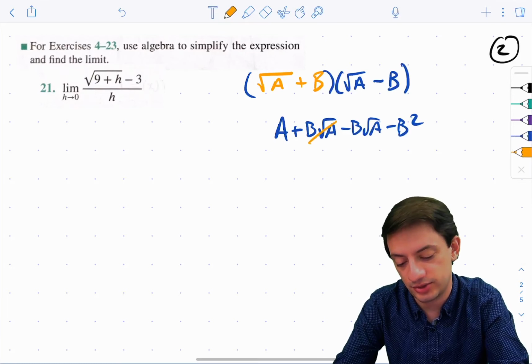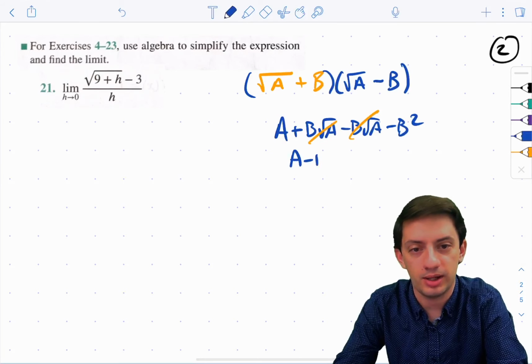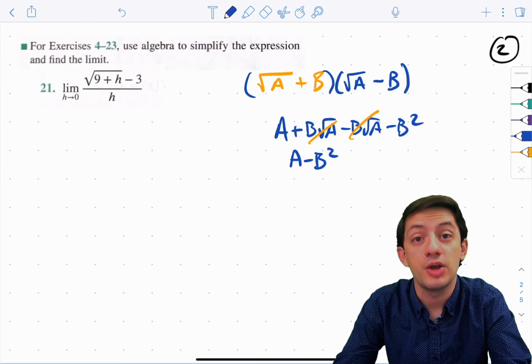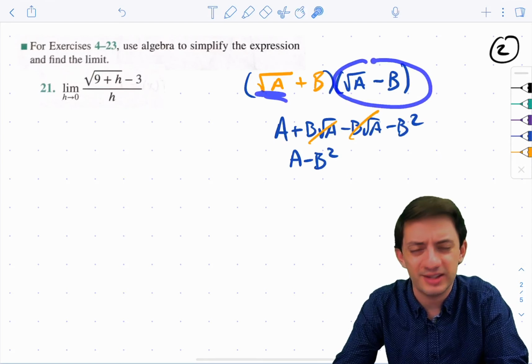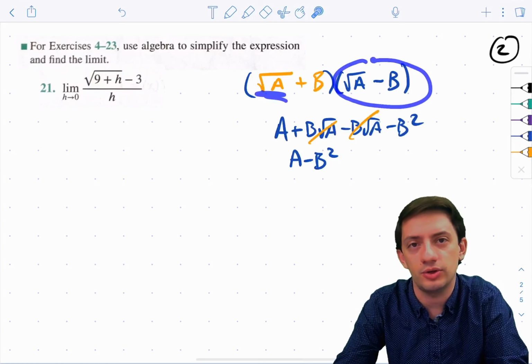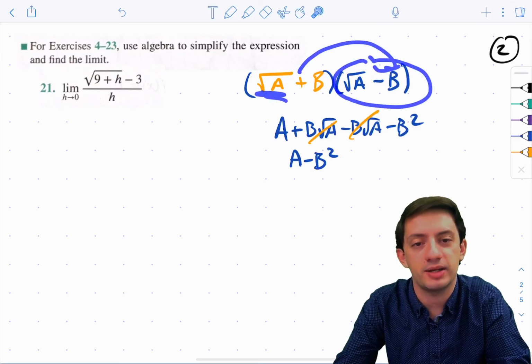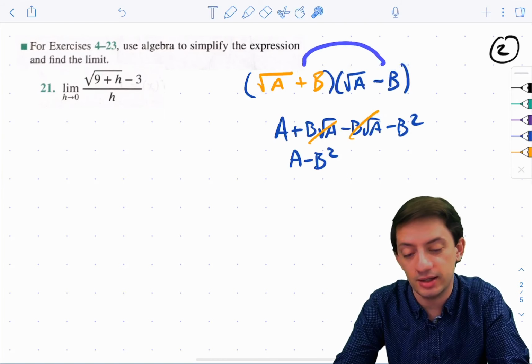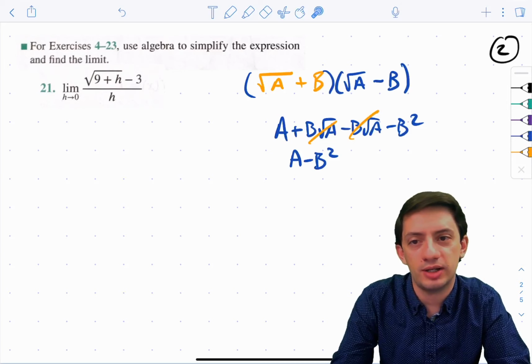So these cancel because they're the same, and we're just left with a minus b squared. Okay, so this is a really important trick to get rid of a square root. You multiply by, sometimes this is called the conjugate, although you don't need to remember that word, the same thing except the plus sign turns into a minus sign. And if this one had a minus sign, you would do a plus sign.